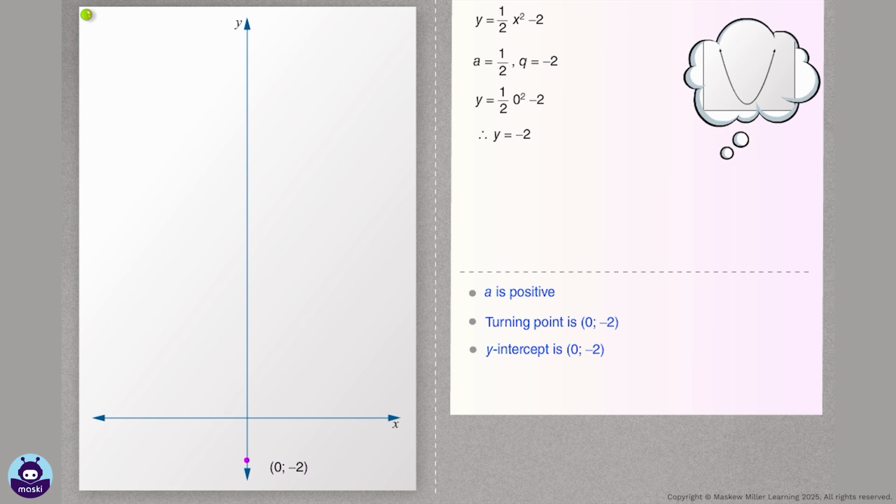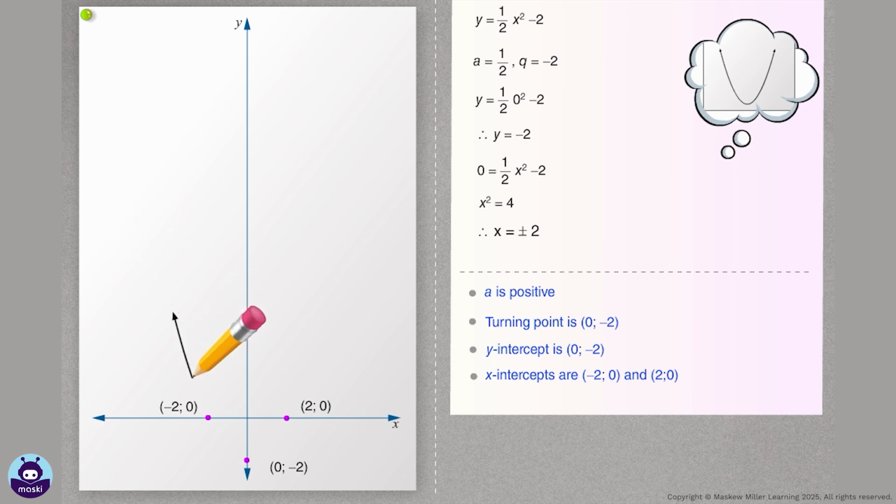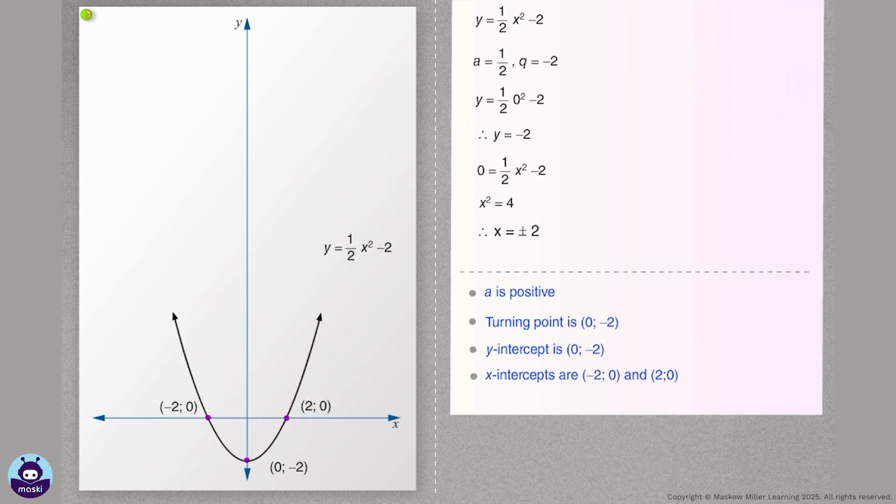The x-intercept is found by setting y equal to 0 in the function. 0 is equal to 1 over 2 x squared minus 2. x squared is equal to 4. Therefore, x is equal to plus or minus 2. There are two x-intercepts, minus 2, 0, and 2, 0. We now sketch the graph of the parabola passing through the two x-intercepts and the y-intercept. We can also mention the domain, range, and the axis of symmetry on the sketch. The parabola is symmetrical about the y-axis.